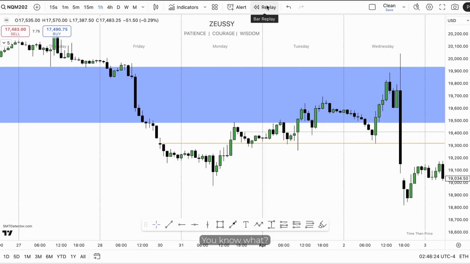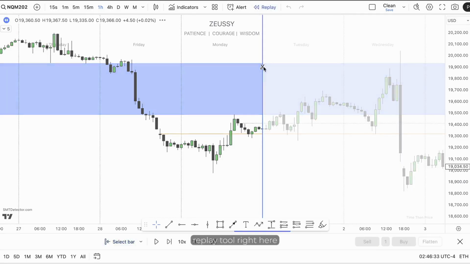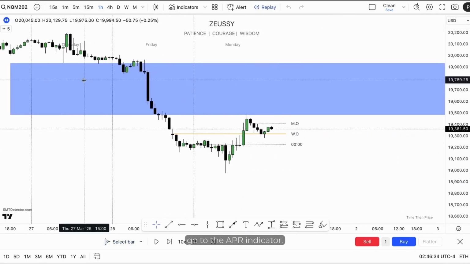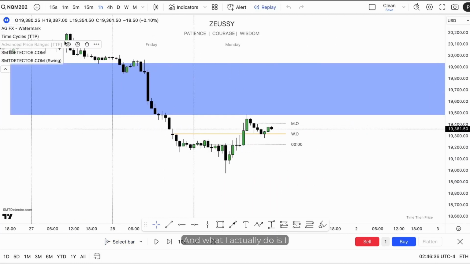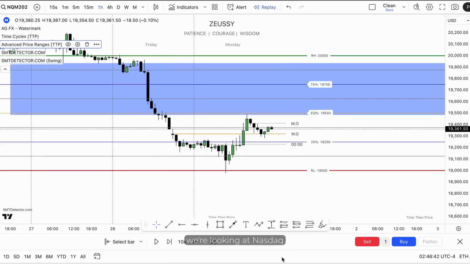You know what? Let's actually do it fully how I'm doing it when I'm going through logging all the charts and such. What I do is I place the replay tool right here on the day itself and I go to the APR indicator. And what I actually do is I place the ranges right here on 1,000 because we're looking at Nasdaq. And then I have the ranges.